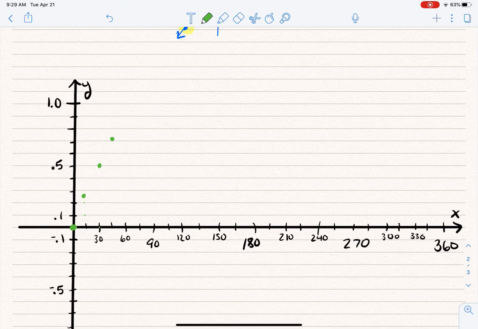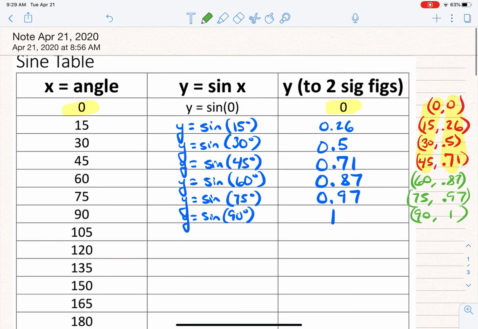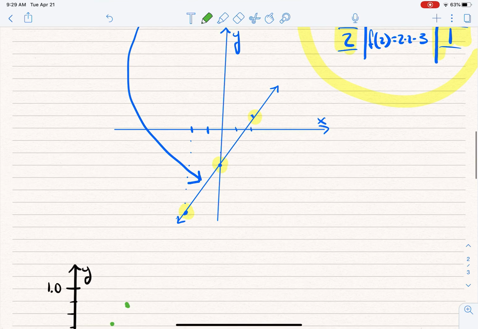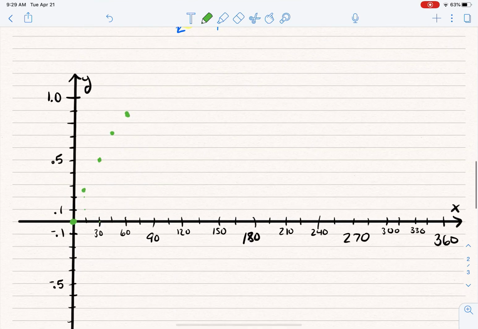There's 0.7, there's 0.8, and the next one's 0.9. So it's just short of 0.9. It's about here. Okay. And what was 75? 75 was 0.97, so that's almost all the way to 1. So at 75, we go up to 0.97, just short of 1. And then 90 degrees was 1. And so you can see we've got this graph that is definitely not linear, and it looks something like that. And that's what we have so far.